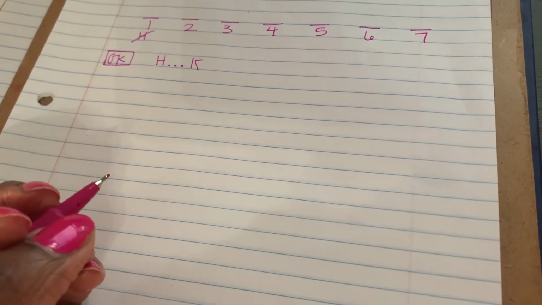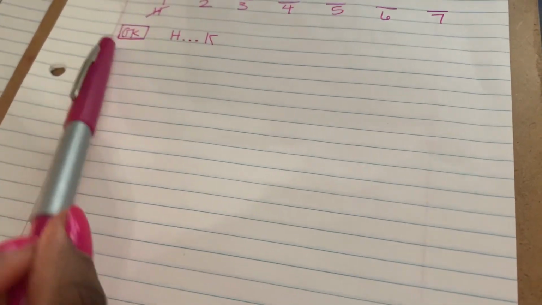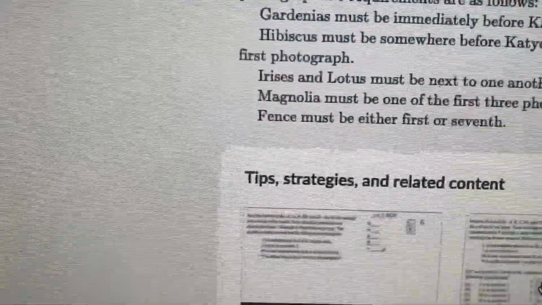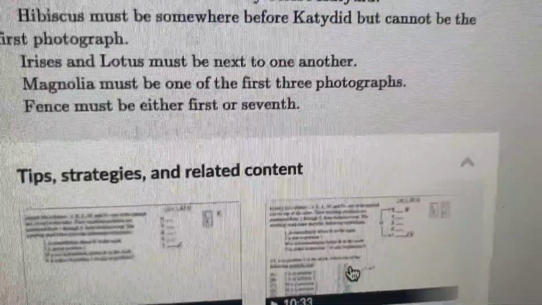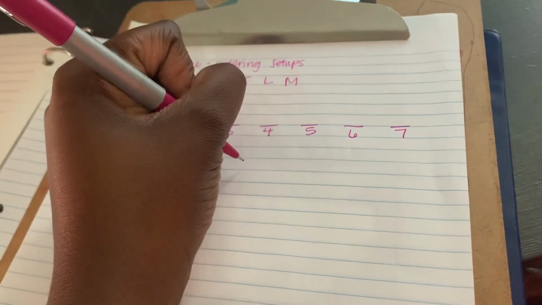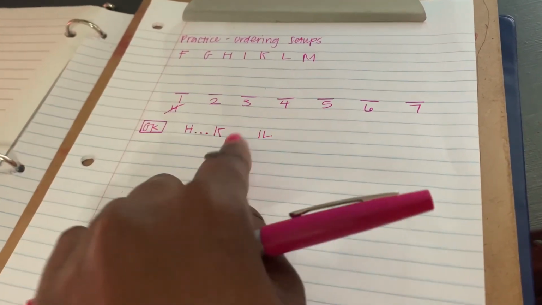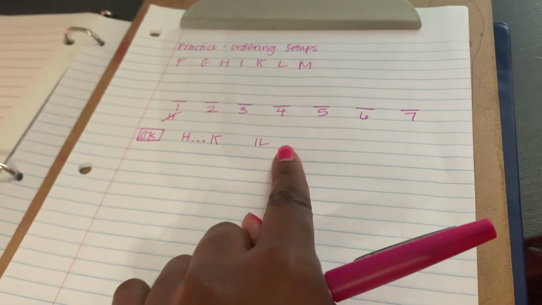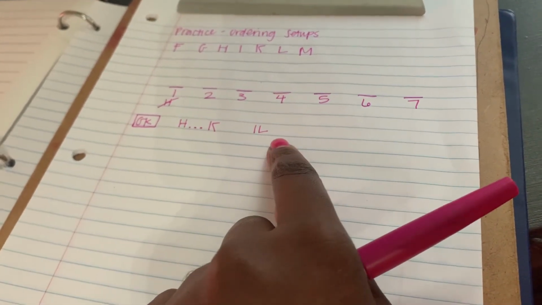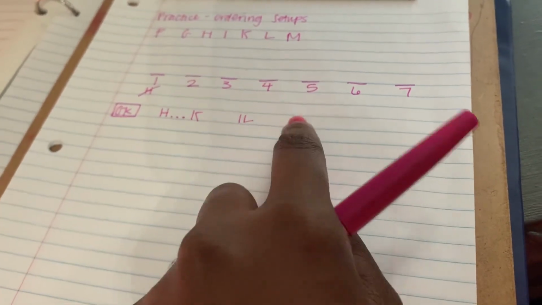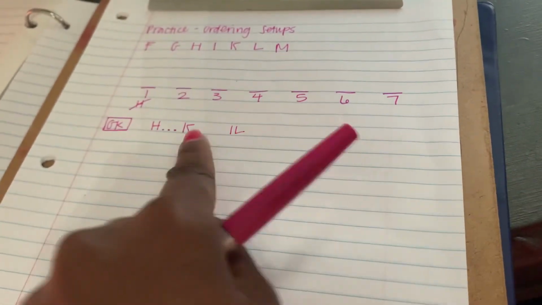So now I don't know how to diagram these. The iris and lotus must be next to one another. I don't know how to diagram that. I'm gonna take a wild guess and say that you just write I and L next to each other, and not putting the box around it lets me know that they can be flipped. Or since I don't know how to do it, I would either write I and L and put a box, and then L and I and put a box, so that I know that it can be either way.